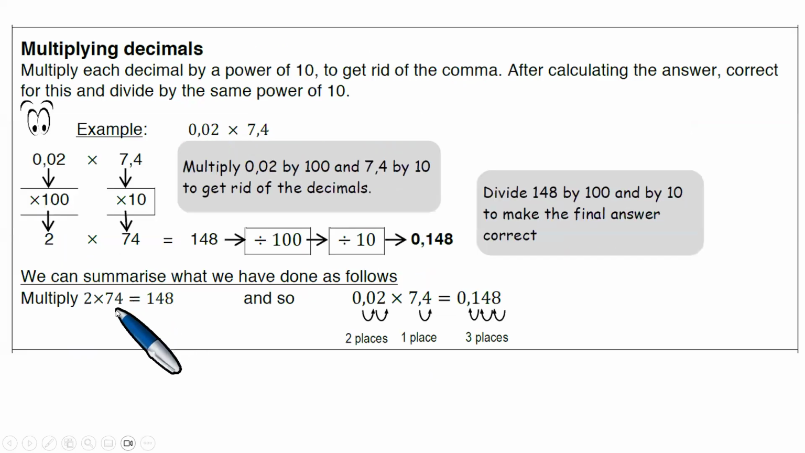We have the following. Multiplying decimals. Multiplying each decimal by a power of 10 to get rid of the comma. Sometimes we want to remove the comma, and after calculating the answer, correct for this and divide by the same power of 10. Let's look at some examples.